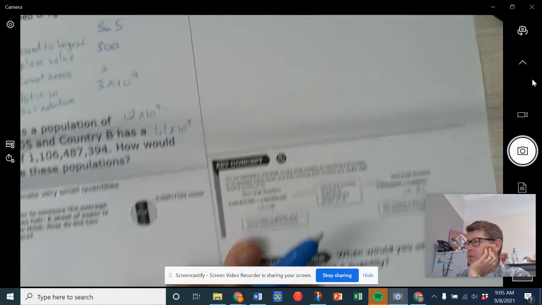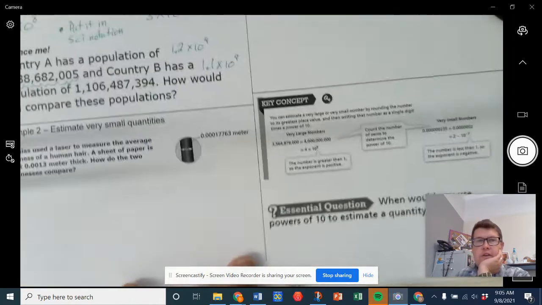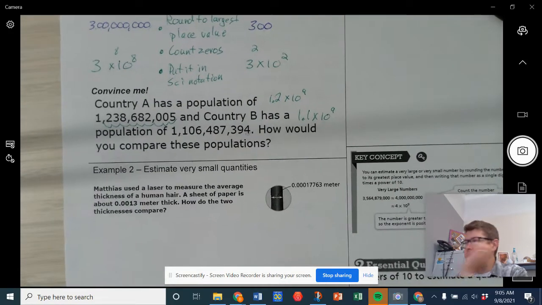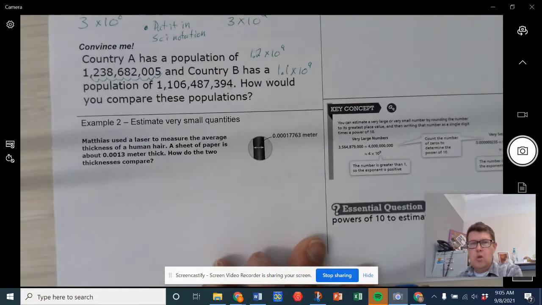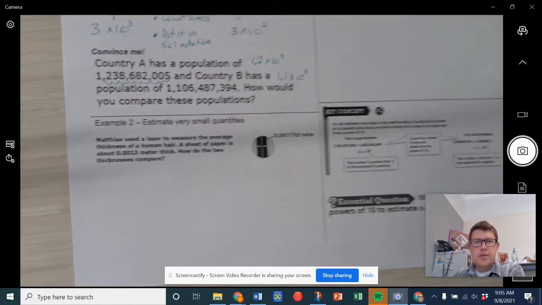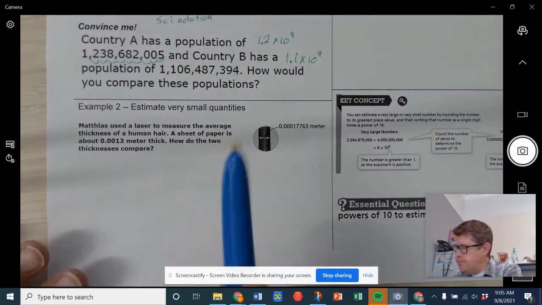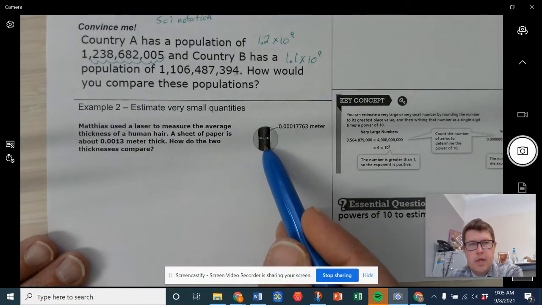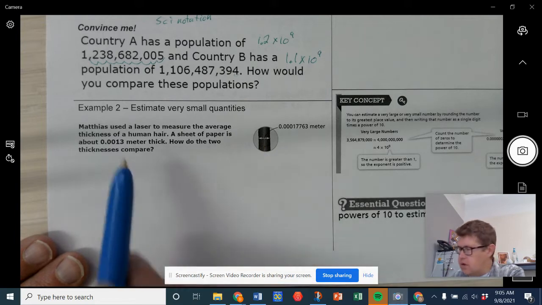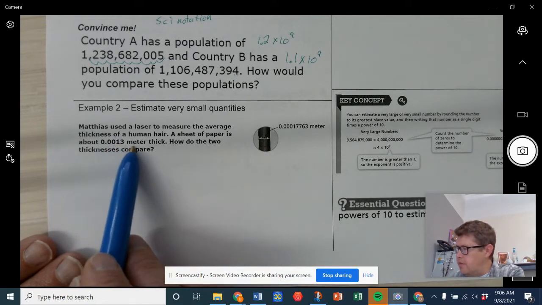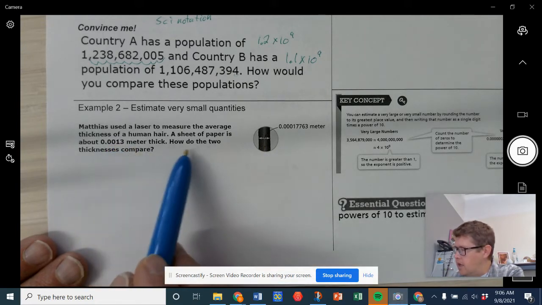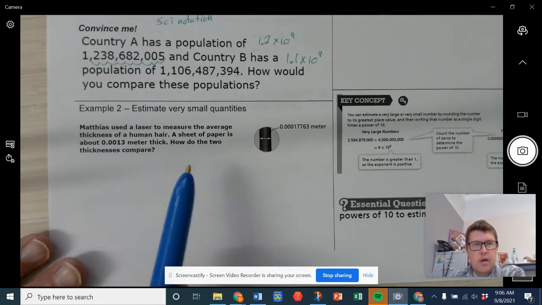Okay, now you can do the same thing rather than using very, very large quantities. You can do the same technique to estimate very, very small quantities. So Matthias is a lady who measured the average thickness of human hair, which is this right here. Okay, and then a sheet of paper is about 0.0013 meters thick. Right? How do the two thicknesses compare?